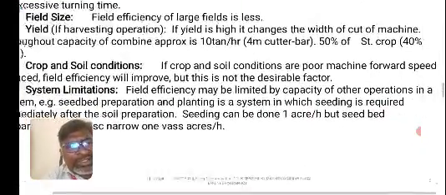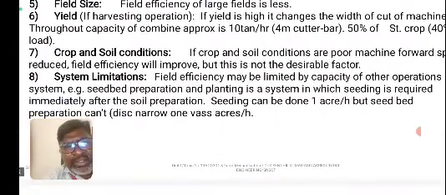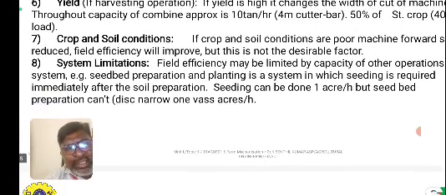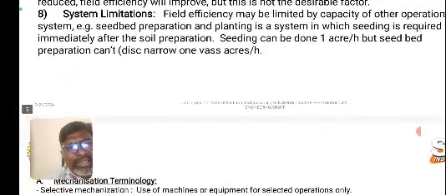If crop and soil conditions are poor, machine forward speed is reduced, so field efficiency will improve, but this is not a desirable factor. To consider system limitations, field efficiency may be limited by the capacity of other operations in the system. Example: seedbed preparation and planting is a system in which seeding is required immediately after the soil preparation. Seeding can be done at 1 acre per hour, but seedbed preparation can't be done at that rate. This harrow covers 1 acre per hour in one pass.